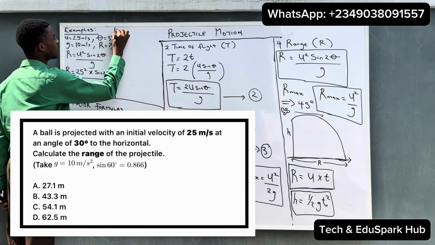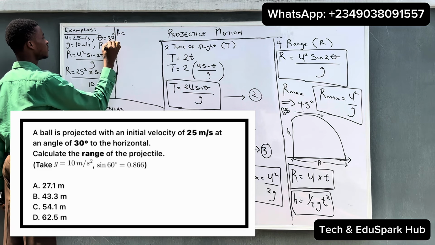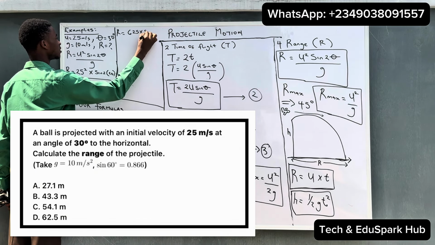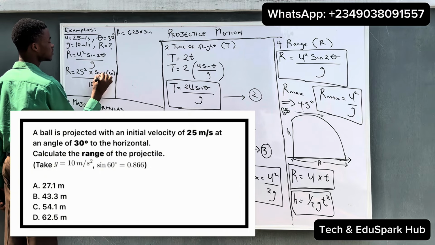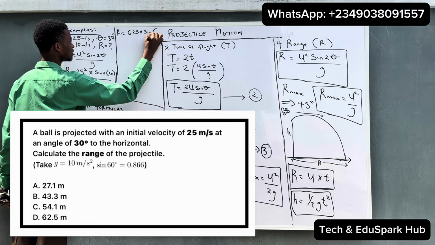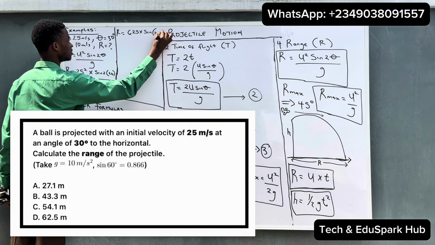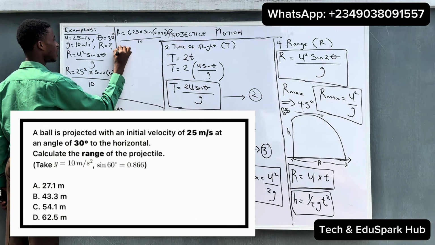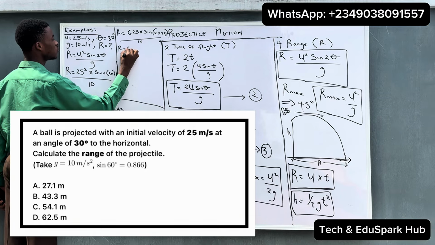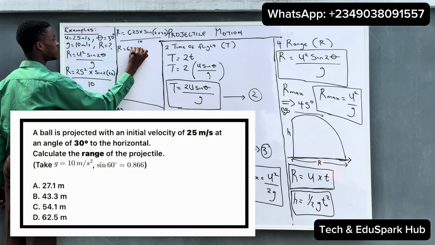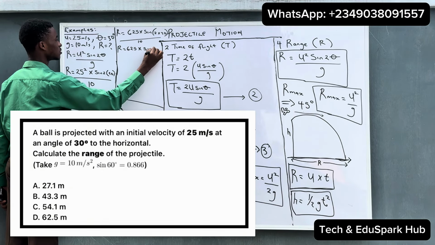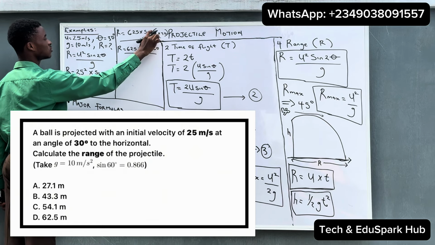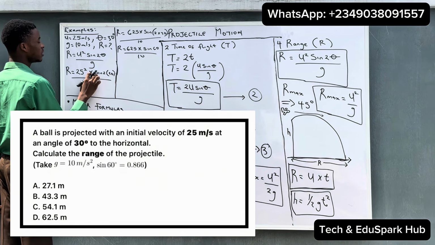So solving this further, we have our r to be equal to, what is 25 squared? That is 625 multiplied by sine. To get sine 2 theta, we have to multiply 2 by 30 before we find the sine. So we have 2 times 30, divided by our 10. So our r will be equal to 625 multiplied by sine 60 divided by 10. When you multiply 2 times 30, you have your sine 60. And that is how we get this sine 2 theta.